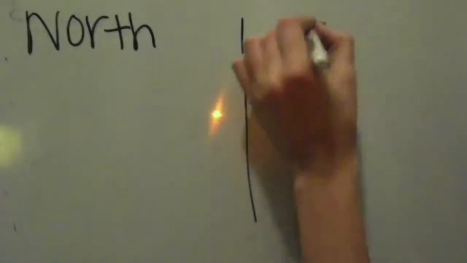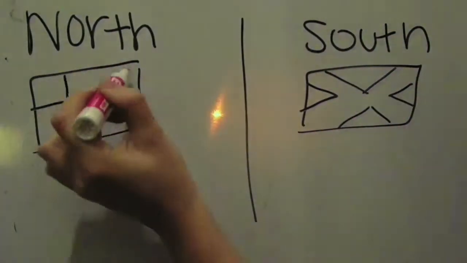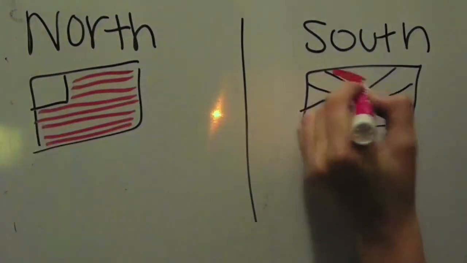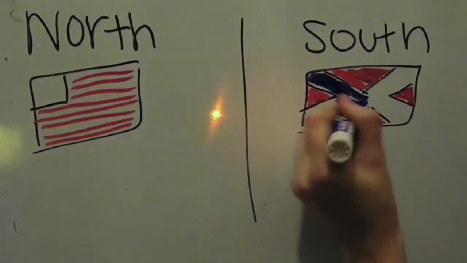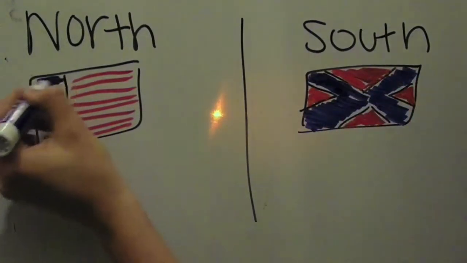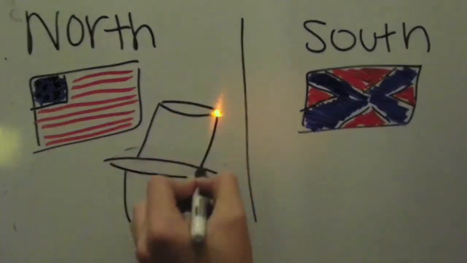The Northern states called themselves the Union. They were led by President Lincoln and believed in strong federal rights. The Southern states called themselves the Confederate States of America and were led by Jefferson Davis. They believed in strong individual states' rights.